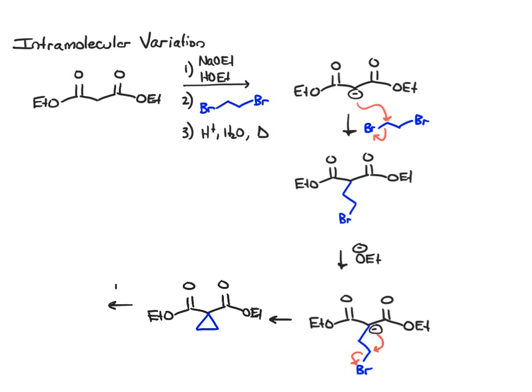Now, when we do the hydrolysis and decarboxylation, we'll convert the esters to carboxylic acids. So those become OHs, and then you'll lose one of those as CO2 gas. So in the end, you get the carboxylic acid bonded to the ring. So this is actually a really good method to get a carboxylic acid on a ring.